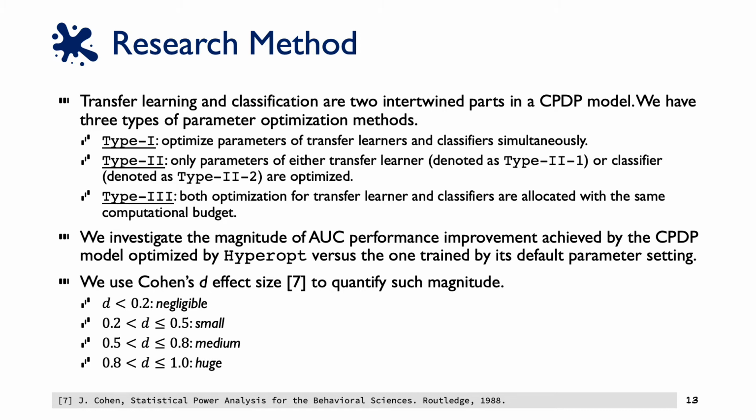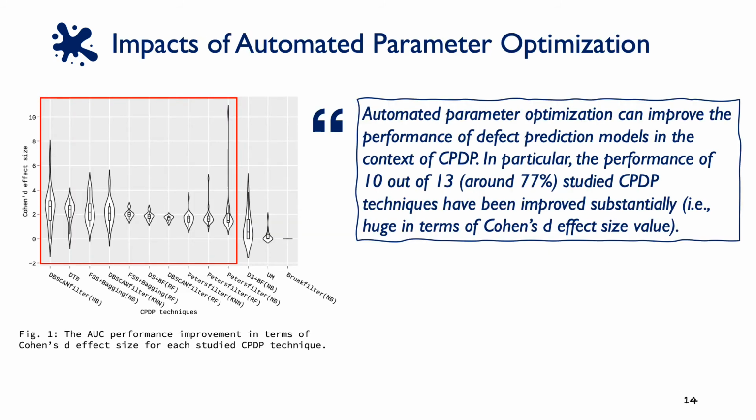In order to present the results, we investigate the magnitude of the AUC improvement achieved by the parameter optimization rather than the raw AUC values. In particular, we use Cohen's d to quantify such magnitude. So from the results, what you can see is very clear. 10 out of 13 existing CPDP techniques have been improved substantially after parameter optimization. So you can see that the parameter optimization works.